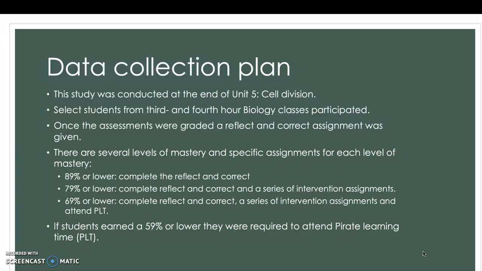it was not required unless they had an F, but if they had, say, a 69% to a 60%, it was highly recommended that they attend PLT, which we call Pirate Learning Time, which is a study hall. If they had a 59% or lower, then they were required to attend that study hall time. They were scheduled, so they had certain days that they had to come in, and they were expected to be there and be working on the material that they were struggling with.